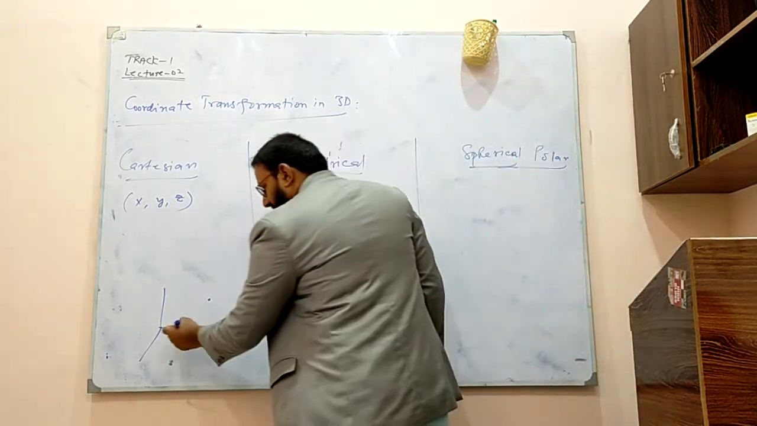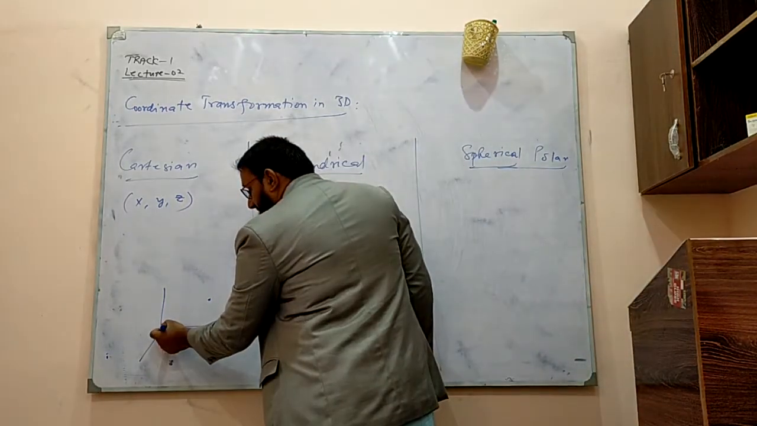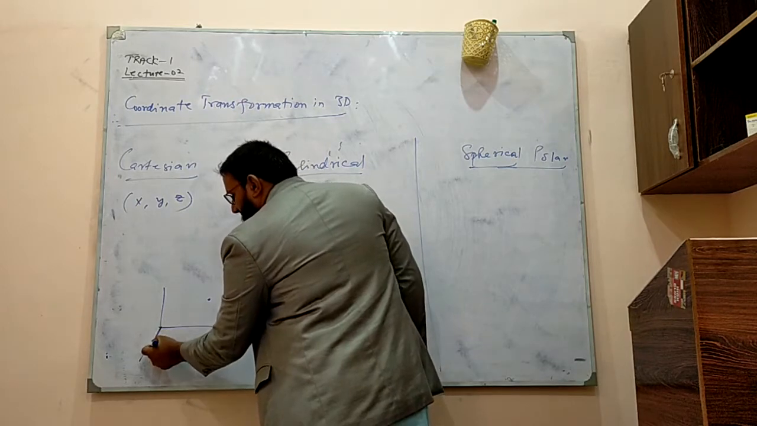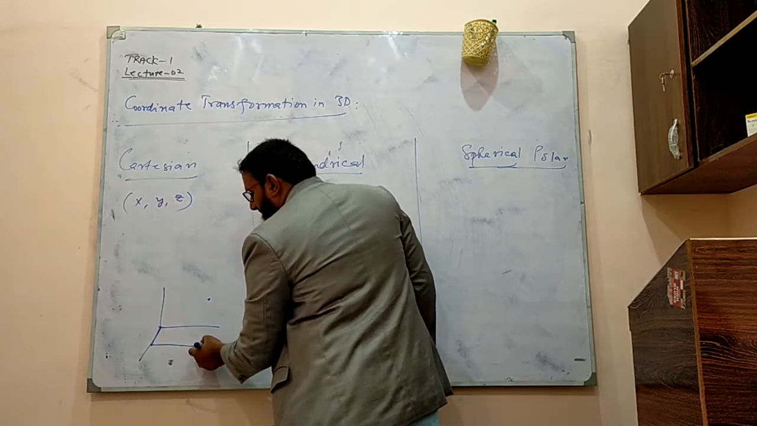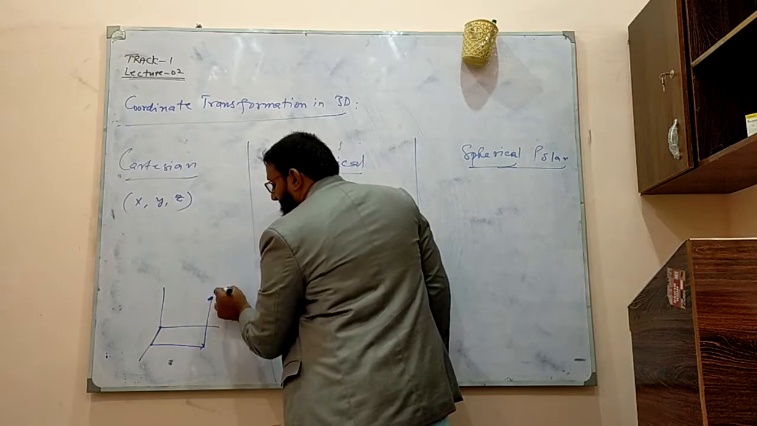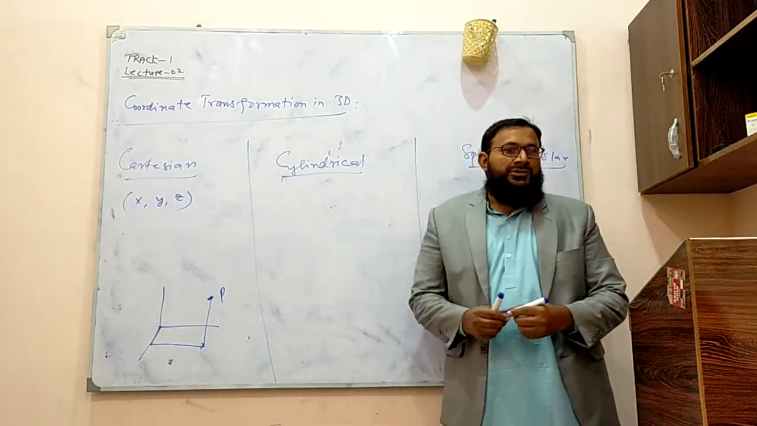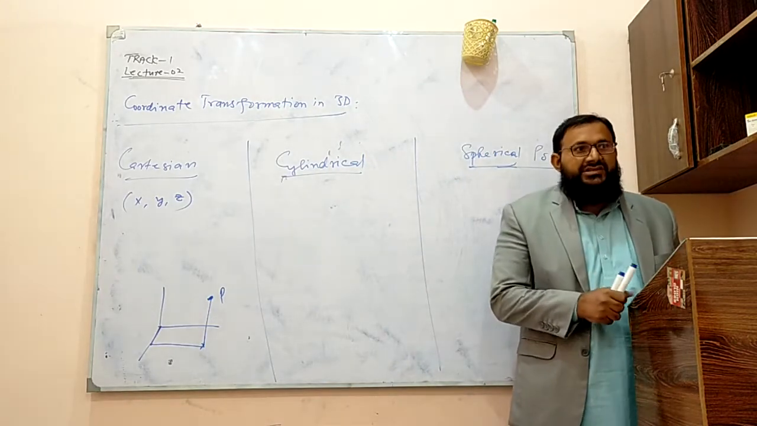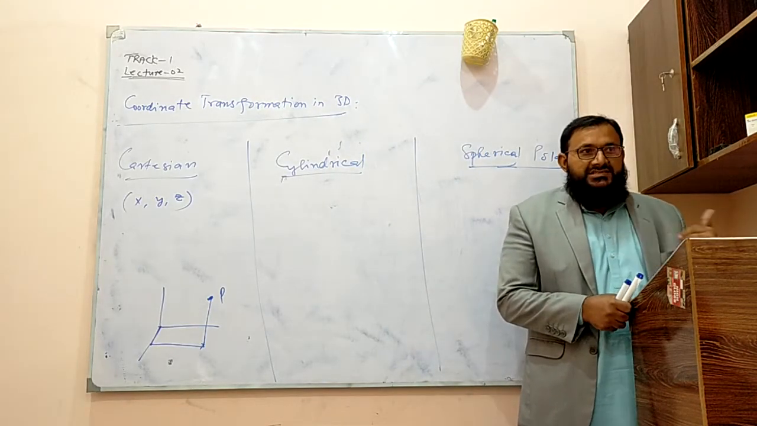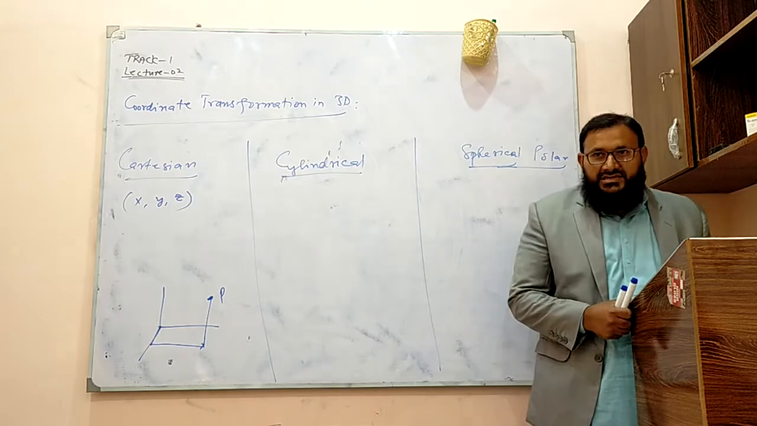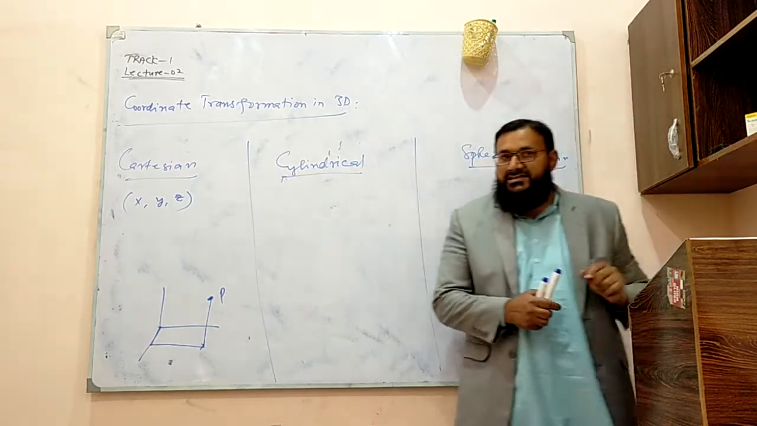You simply start from here and you go in x direction, then you go in y direction, then you go in z direction to reach this particular point P. You can only reach it by using these three types of motions. One is in x direction, then in y direction, then in z direction. This is what we call x, y and z.